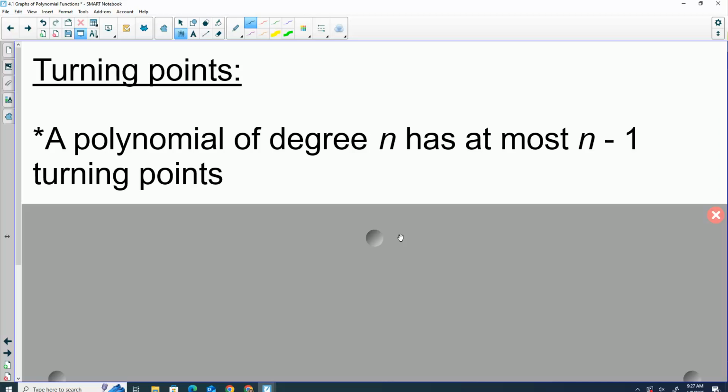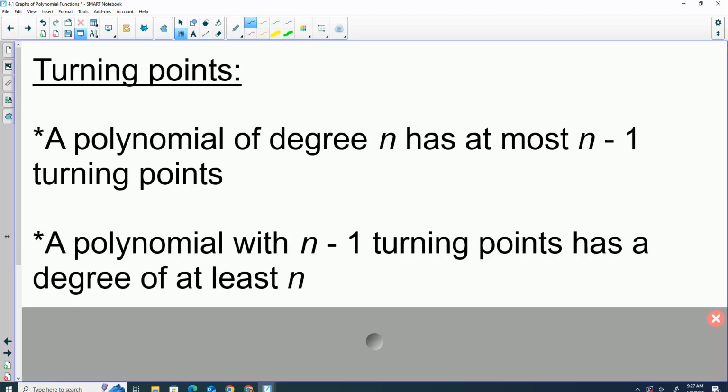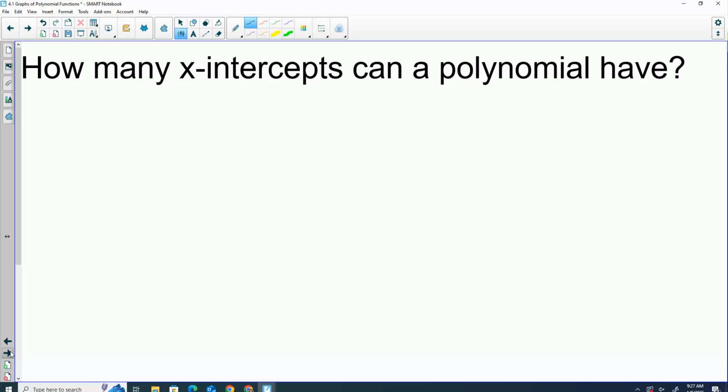And it works in reverse. If you're looking at a graph and it changed direction 4 times, your degree would have to be at least 5. Okay? So that's really what this is saying. Second thing I want to talk about, x-intercepts. That's your solutions. It's how many times your graph hits the x-axis.